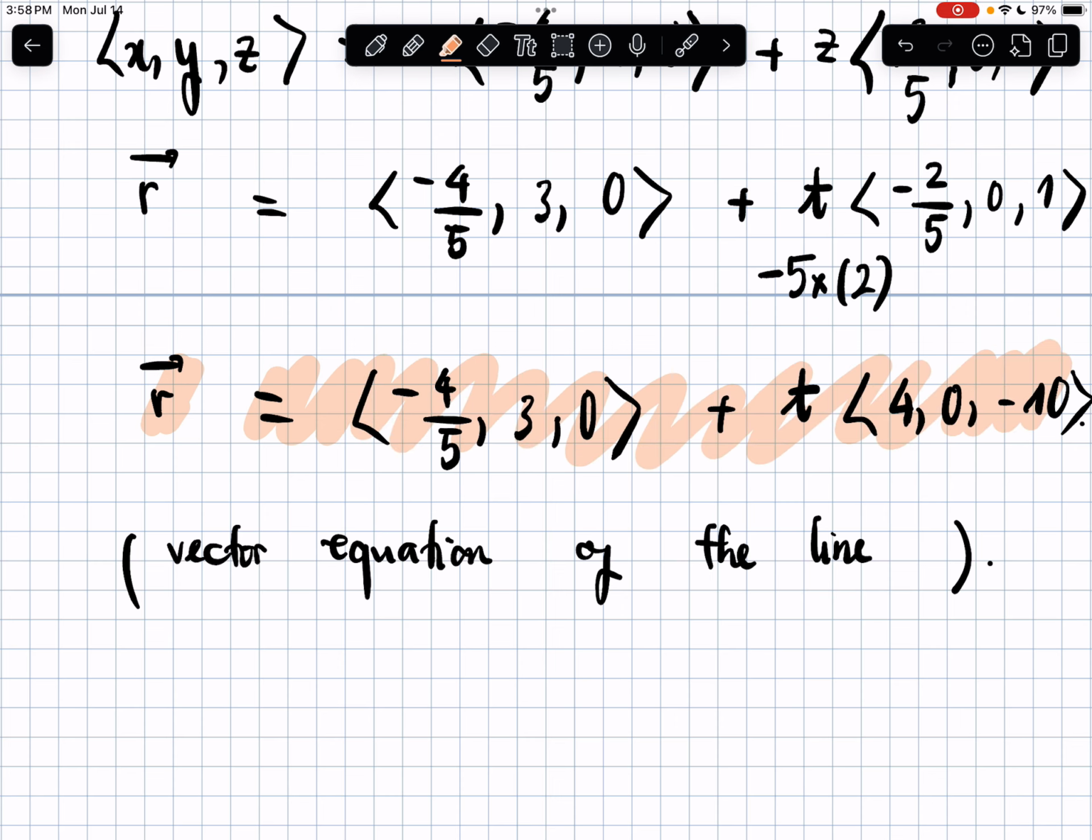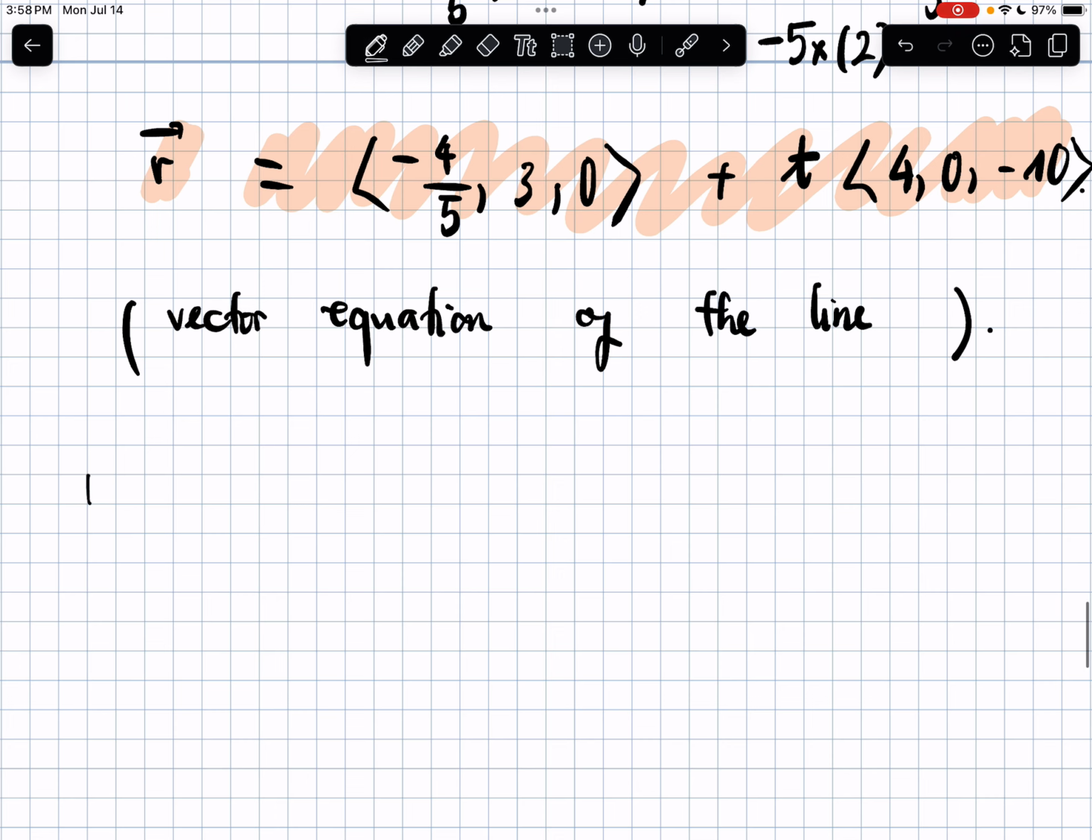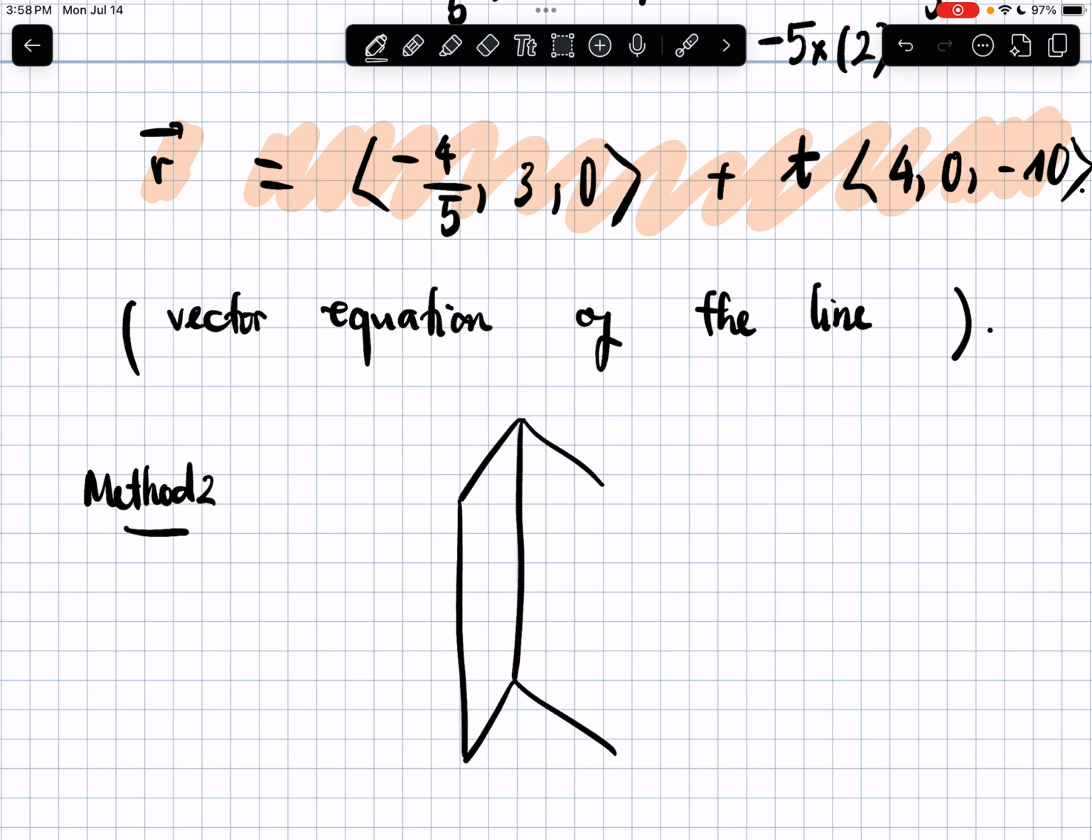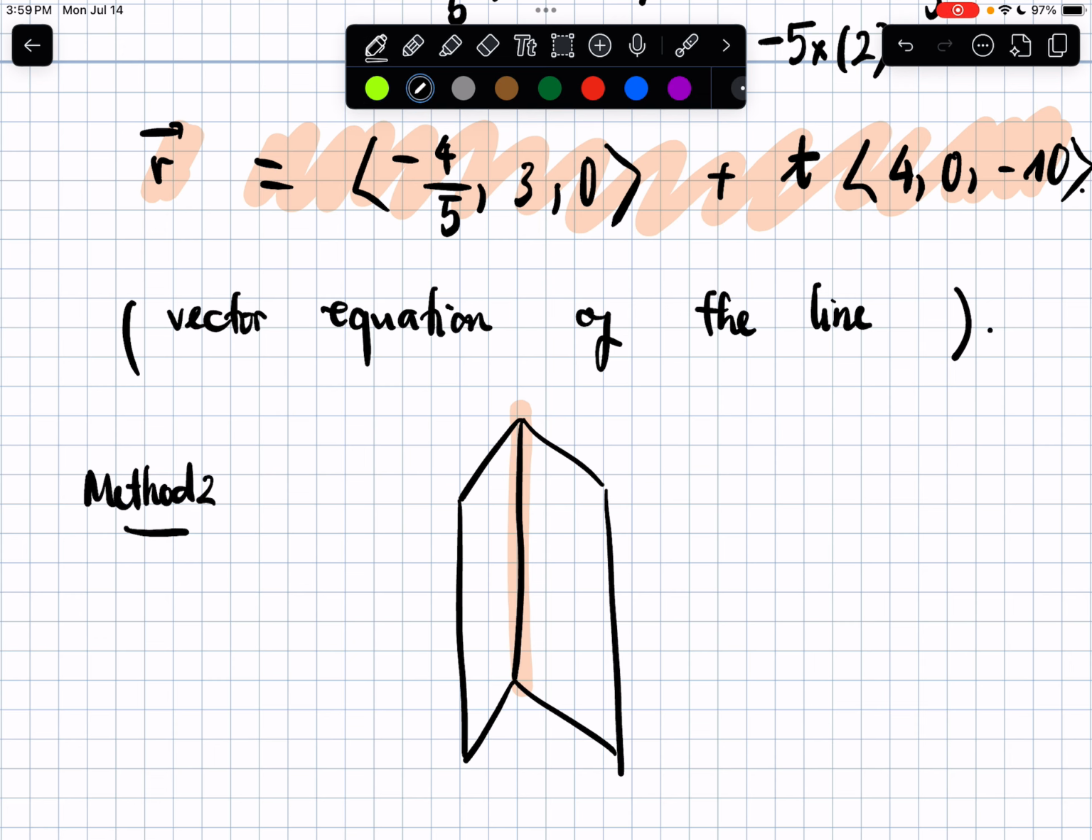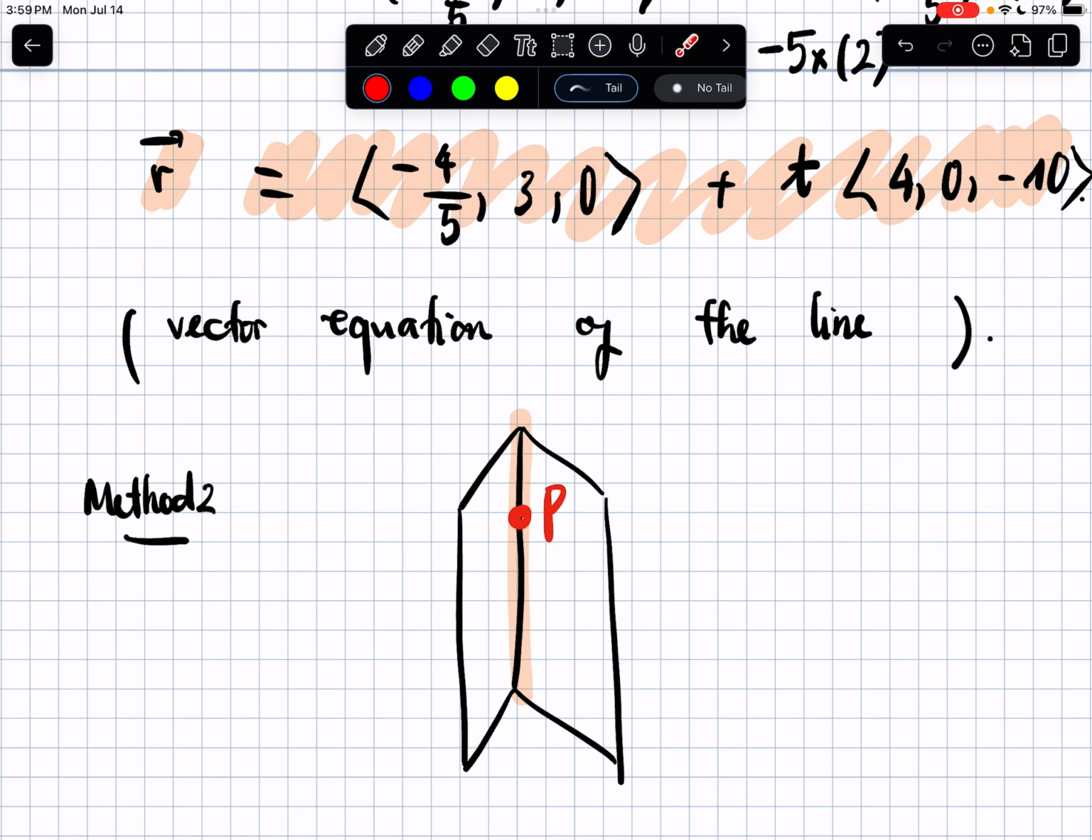There's another method. So we have two planes. They tell us that there are two planes, and the two planes intersect at a line. So this is the line of the intersection. On this line, we can pick one point. So we want to find the direction vector of this line.